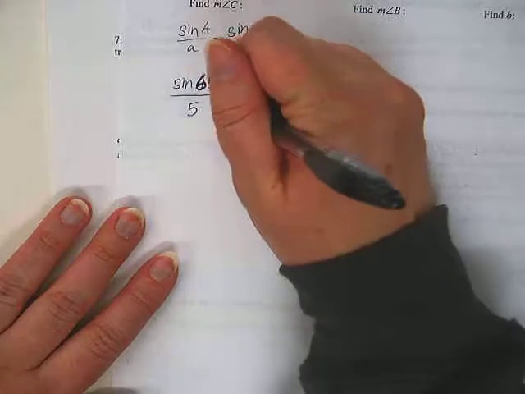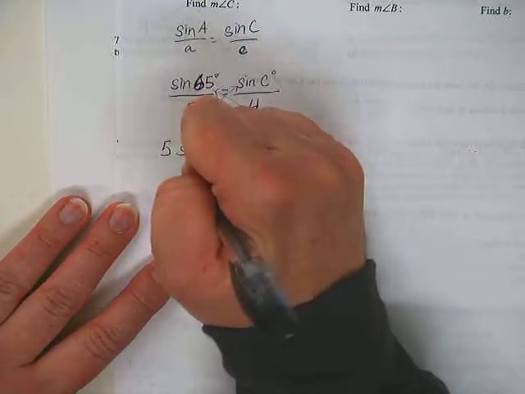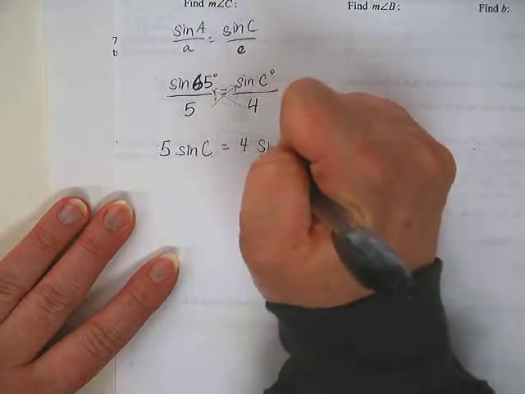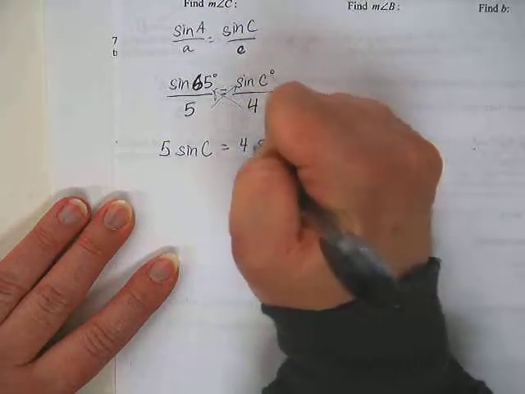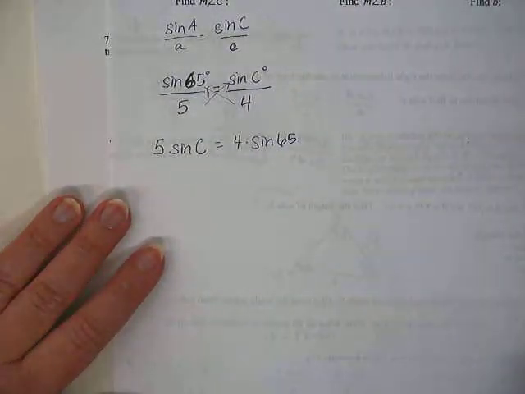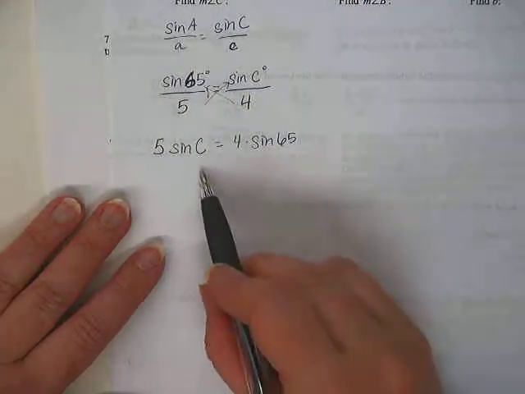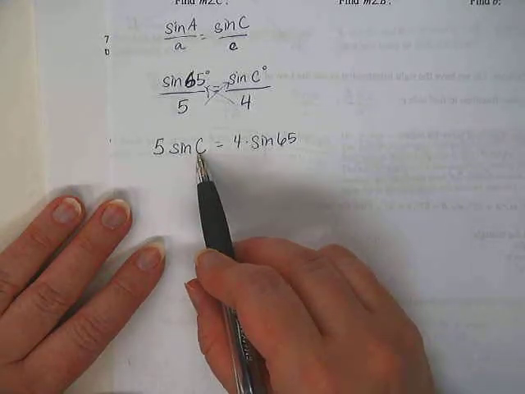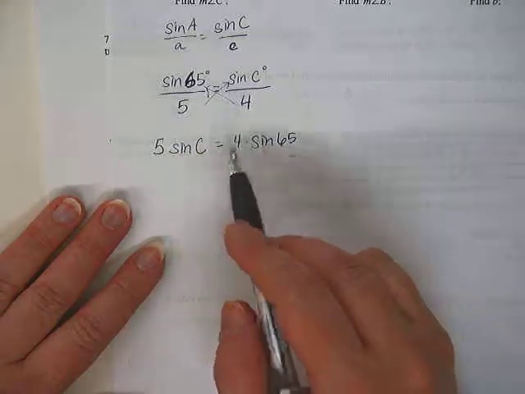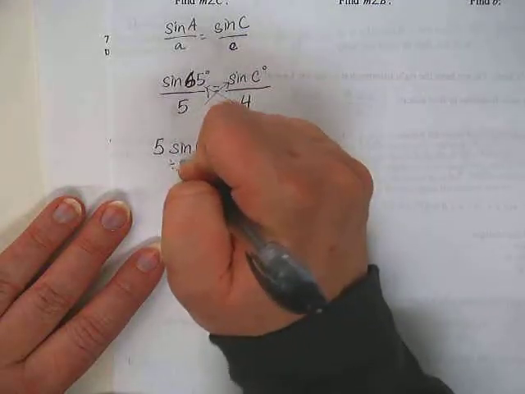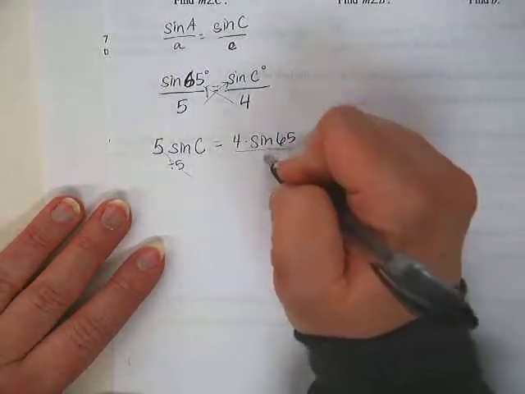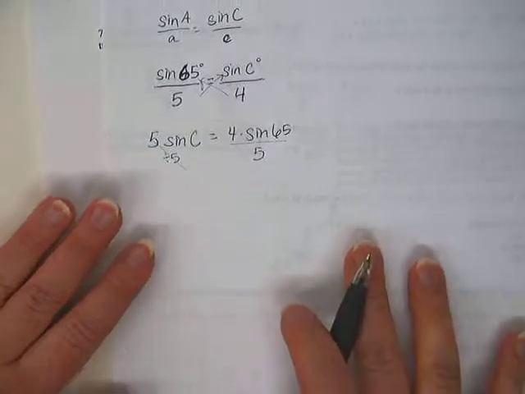Now what will we do? Cross multiply. So we're going to have 5 times the sine of angle C equals 4 times the sine of 65. Okay, now this time the variable is C, so we want to get that by itself. So what are we going to divide by this time? We're going to divide just the 5. It's not the sine of 5, it's just 5.